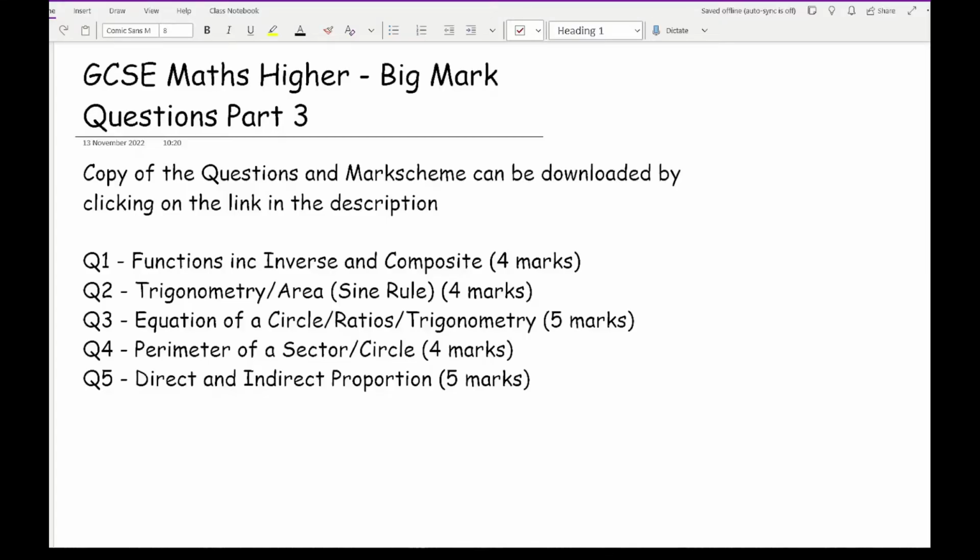So the 5 questions we're going to look at in this video are as follows. The first question is regarding functions and exclusive functions with the inclusion of inverse and composite functions. Question 2 is trigonometry with the use of the sine rule for working out the area. Question 3 is a massive mixture of equations of a circle, ratios and trigonometry. Question 4 is perimeter of a sector in a circle, which are nicely linked. And the final question is a 5-mark question on direct and indirect proportion.